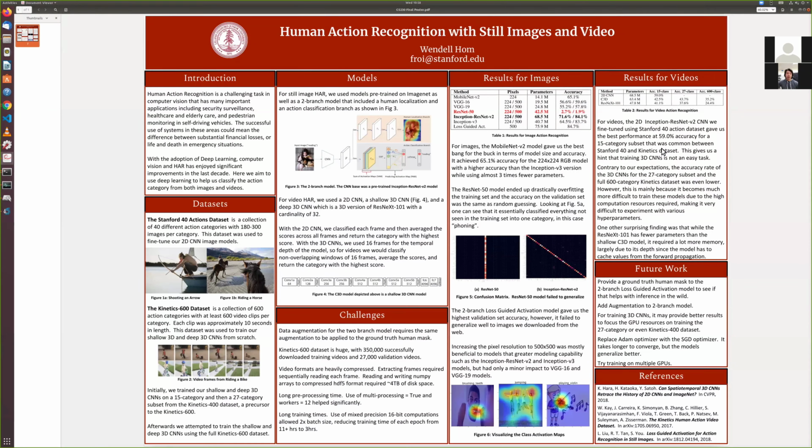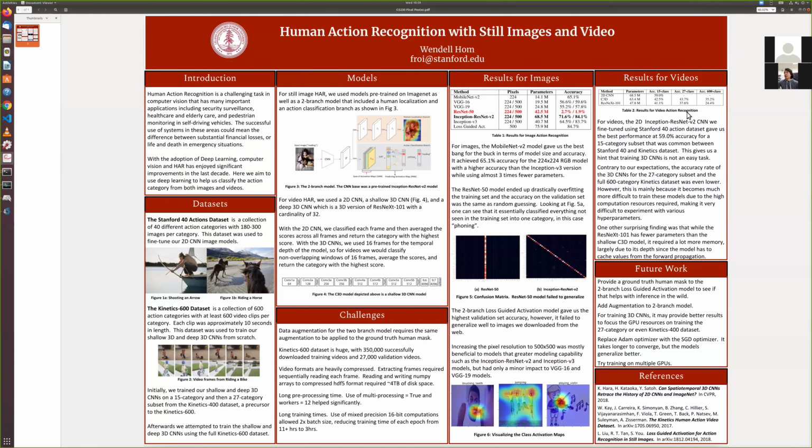For videos, surprisingly, the 2D CNN gave me the best accuracy, at least for a 15-category subset, at 59%. The shallow 3D CNN and the ResNet 3D CNN were at 42.5% and 41.1%. This was a subset of 15 classes that were common between both the Stanford Action dataset and the Kinetics 600 dataset.